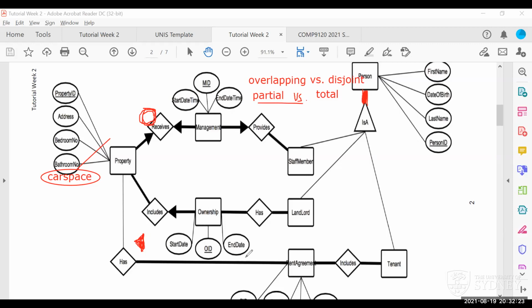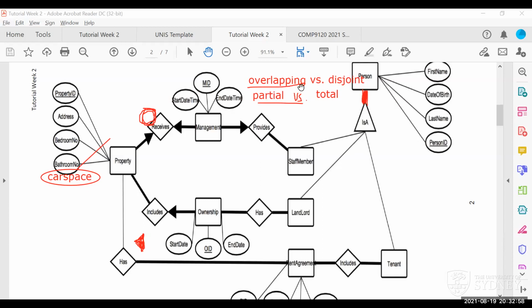Yes. So I think the answer is yes. Because the answer is yes, that means overlapping is more appropriate, right? Rather than disjoint. So that means this is already correct. It's already using the correct constraint. So it's using overlapping. If you want to use disjoint, then you have to put a notation here next to the line saying that this is actually disjoint. But in this case, we don't want that, right? We want this to be overlapping, so we don't have to add any notation.